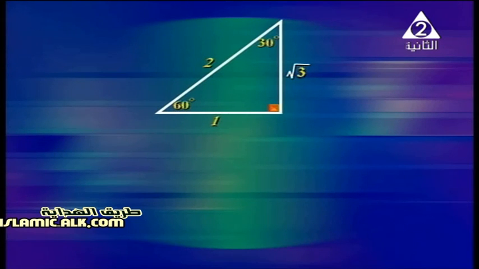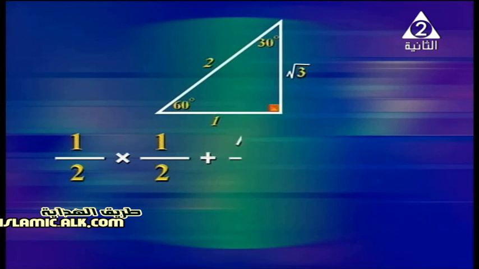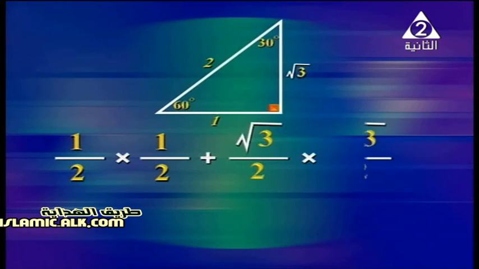So in this case, we can say that sine 30 degrees will be half multiplied by, what about cosine 60 degrees? Of course, yes, it's adjacent over hypotenuse. So it is 1 over 2. So half multiplied by half. Plus, what about cosine 30 degrees? Cosine is adjacent over hypotenuse, so it is square root of 3 over 2. Then, what about sine 60 degrees? Yes, sine 60 degrees is opposite over hypotenuse, so it is square root of 3 over 2.